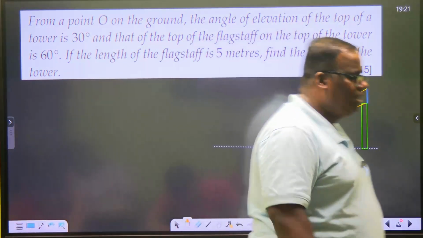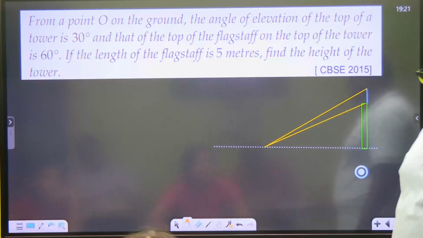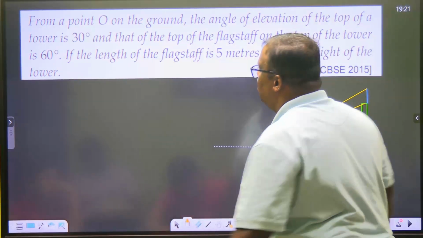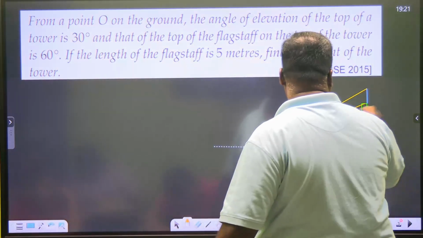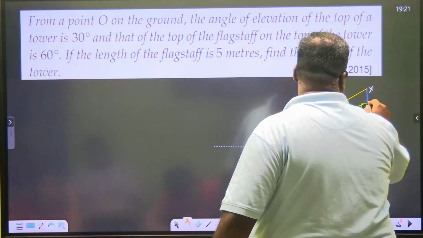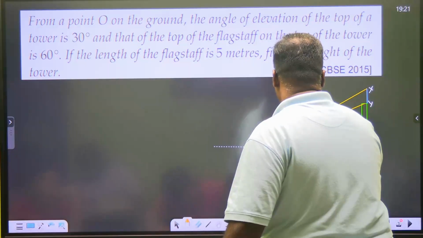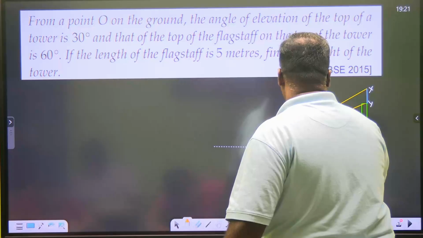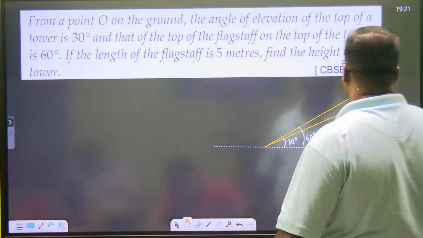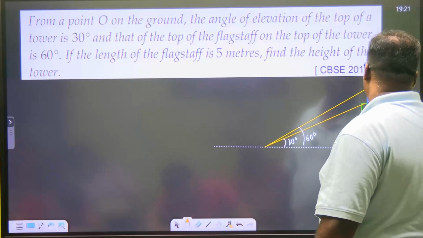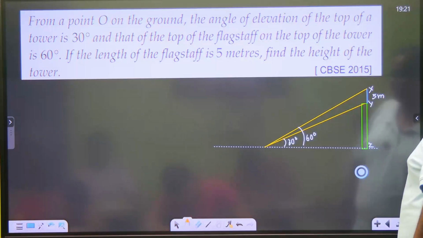Now automatically you try to think where the angle will be more. The taller a body you see, the angle is more, right? So what are the angles given to us? 30 degrees and 60 degrees. Elevation of the top of the tower is 30 degrees. So X, Y, Z. So this is 30 degrees and the bigger one is 60 degrees. Fine. If the length of the flagstaff is 5 meters, so this portion is 5 meters. Find the height of the tower.